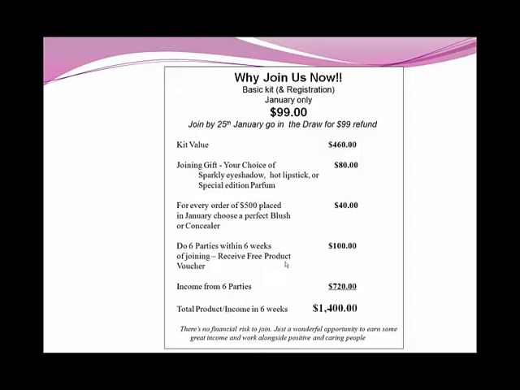Maybe the company, or maybe you, are going to give them a free product voucher for doing 6 parties within 6 weeks. That's $100. And then of course if they do 6 parties in 6 weeks, they will earn the income. So base this on an average party. So that's all of their benefits. And if they do this in 6 weeks, they will have a total product and income of $1,400.